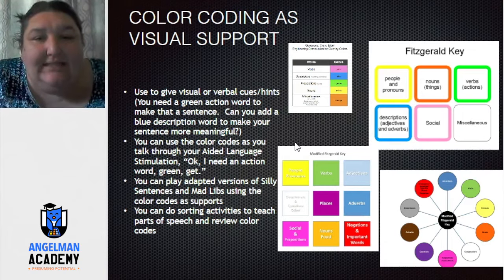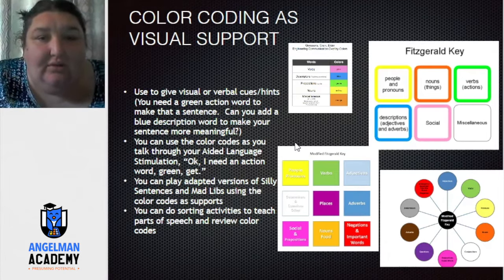You can play adapted versions of things like Silly Sentence and Mad Libs using colors. So, when you're doing Mad Libs and you say, okay, we need a verb, you can tell the child who uses AAC, you need a green word, get me one of those green words. And you can also do sorting activities. When I was teaching in the classroom, more than doing in-home consultation and school consultations like I do now, I used to save all the leftover picture symbols from activities, and then I would have kids do sorting activities with them.